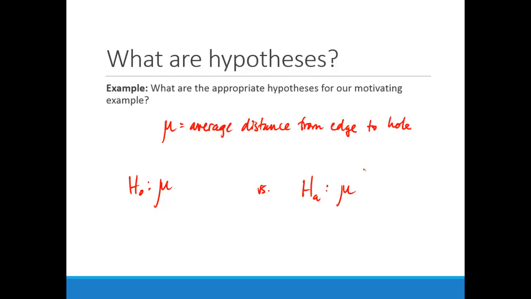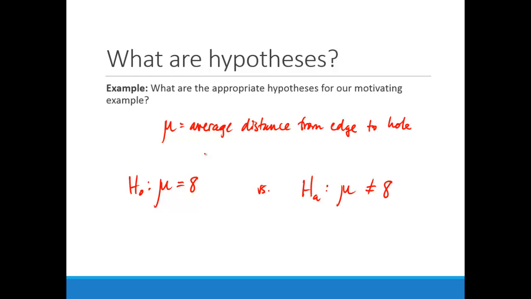Okay, so sort of the question I was originally asking: are the hole punches on average 8 millimeters from the edge of the paper? I want to know if the process is broken, so I want to know if the mean is actually something not equal to 8. So over here, my alternative hypothesis, I'll say the mean is not equal to 8.